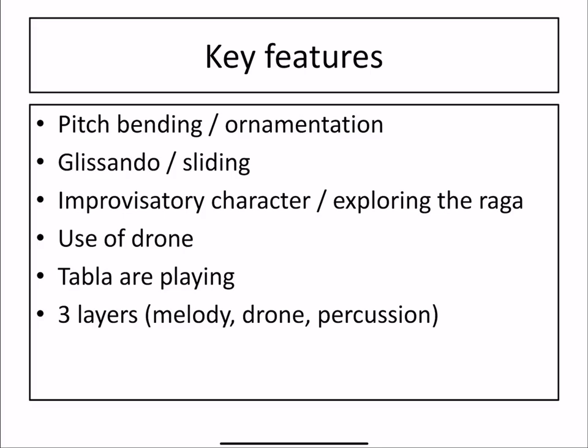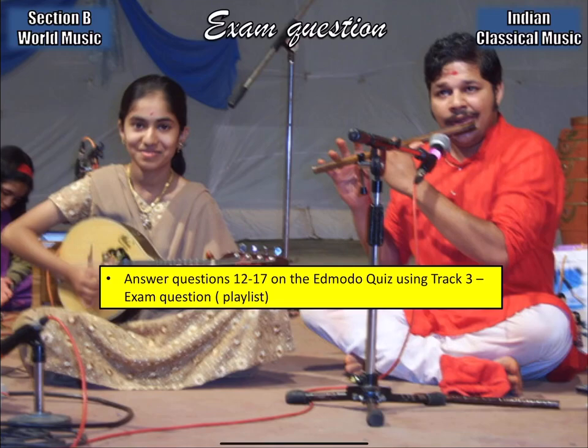Okay, assuming that you've done that, I've got an exam question for you now. So you need to answer questions 12 to 17 on Edmodo. Before you do that, there is another question, so question 11. And simply what you need to do is match the instrument with how it's played before you go on to these questions, okay? So pause the video and essentially you're answering question 11 and then questions 12 to 17 using track 3.